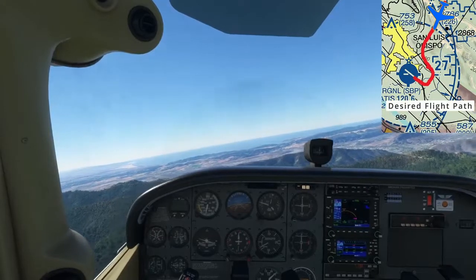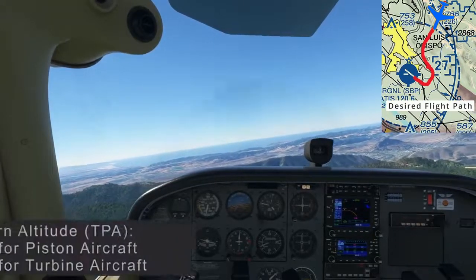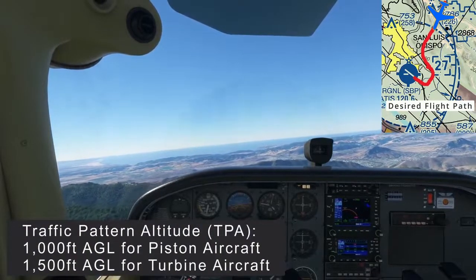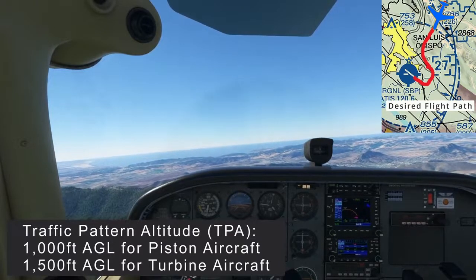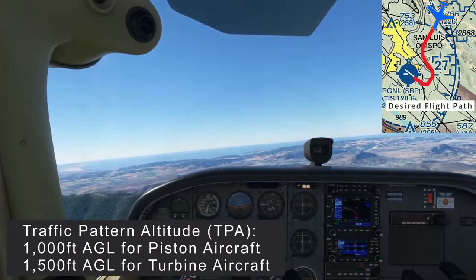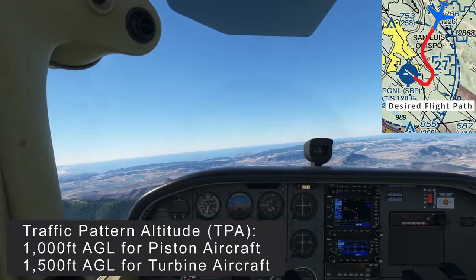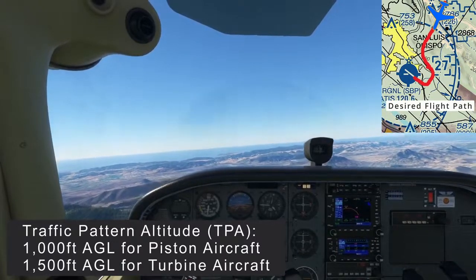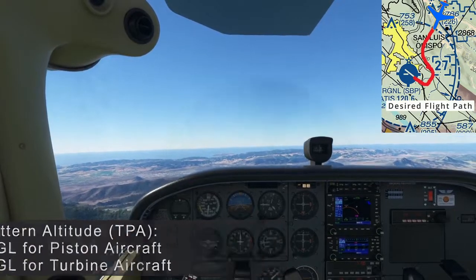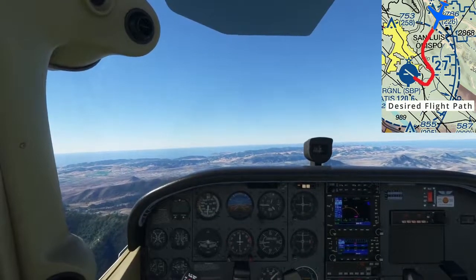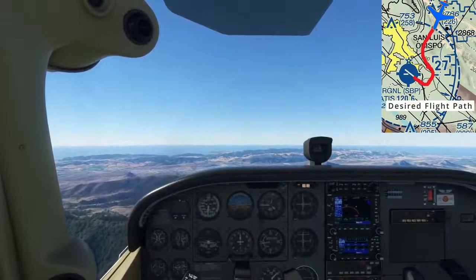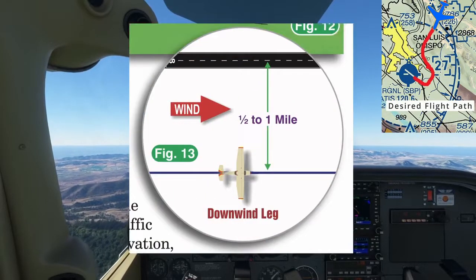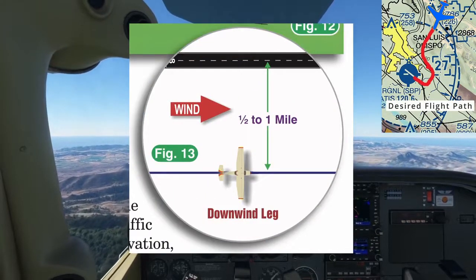You want to approach the pattern at the traffic pattern altitude. Unless a specific traffic pattern altitude is published for the airport, pattern altitude should be 1,000 feet AGL, above ground level, for piston aircraft and 1,500 feet for turbine aircraft. The traffic pattern should be close enough to the runway where you can make the runway should you encounter an engine failure. This equates to roughly 1/2 to 1 mile from the landing runway.